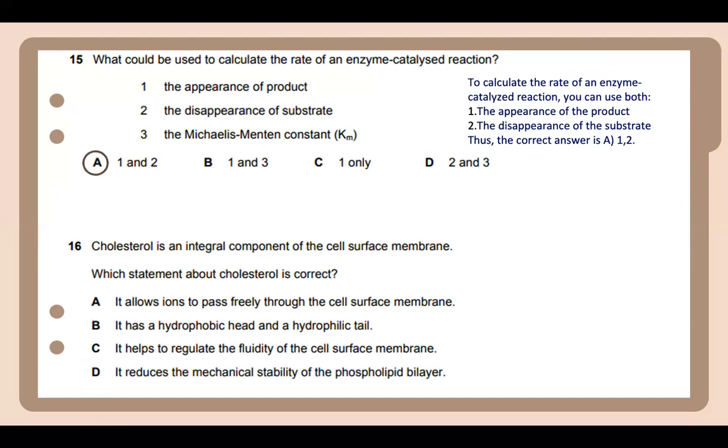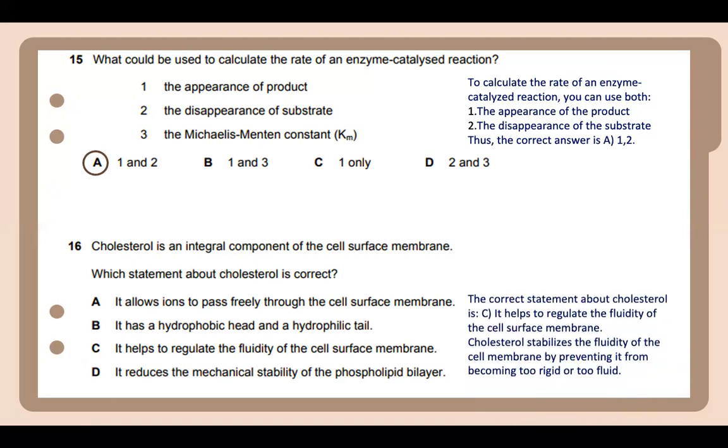Cholesterol is an integral component of a cell surface membrane. Which statement about cholesterol is correct? The correct statement about cholesterol is that it helps to regulate the fluidity of a cell surface membrane. Cholesterol stabilizes the fluidity of the cell membrane by preventing it from becoming too rigid or too fluid.